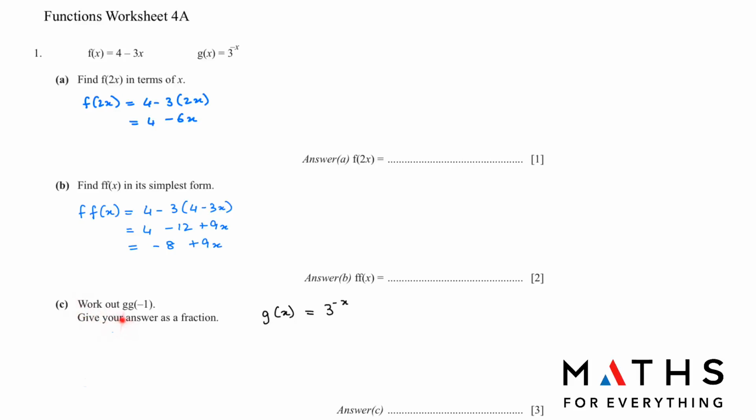Work out g of g of negative 1. In this case, first find g of negative 1. So in place of x, we are going to substitute negative 1, and that will give us 3. After you get this answer, now in g of x, we are going to substitute in place of x this value. So 3 to the power of negative 3. This will give us 1 over 27.